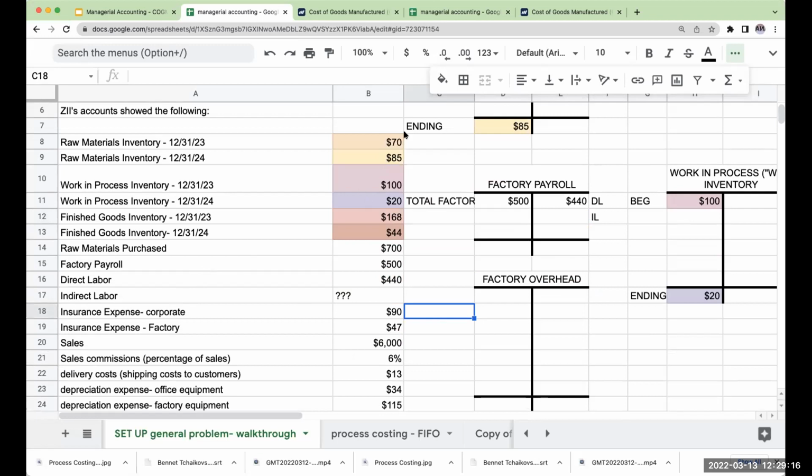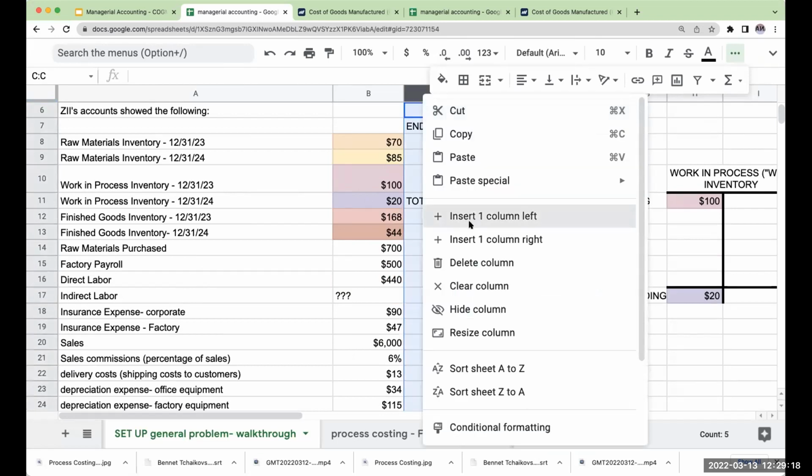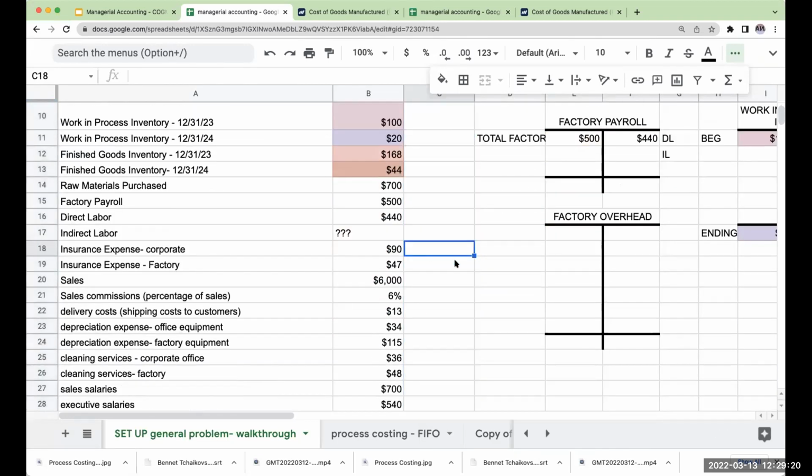Okay, over here, insurance expense corporate. Where is this going to go? Okay, so for the insurance expense corporate, this is going to be a part of SG&A. It doesn't have the word factory in it. So my insurance expense factory, though, this is going to be insurance expense factory. And this over here is going to be at 47. Sales is sales. Sales commissions is going to be part of SG&A.